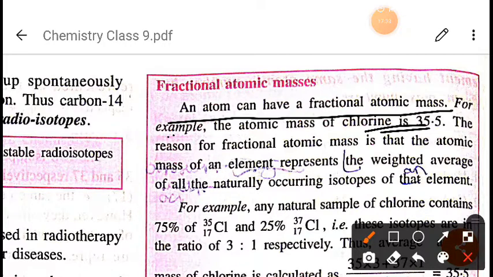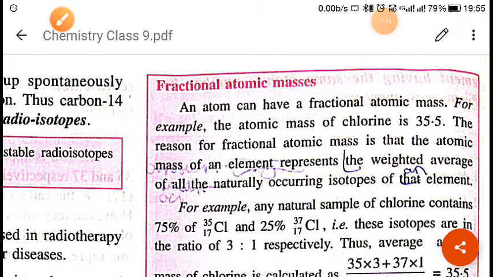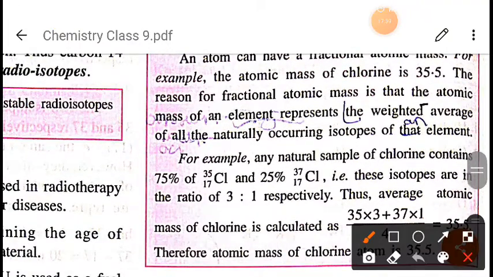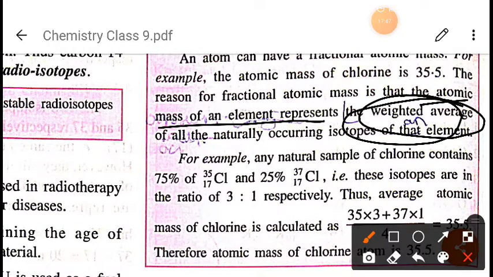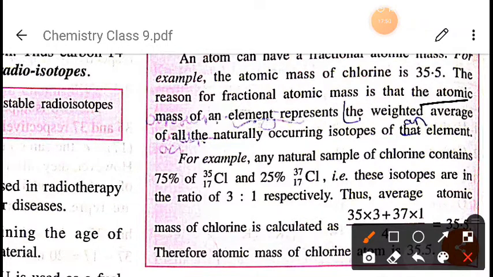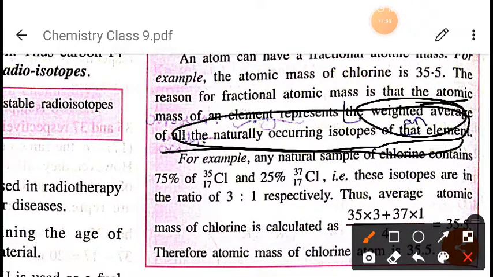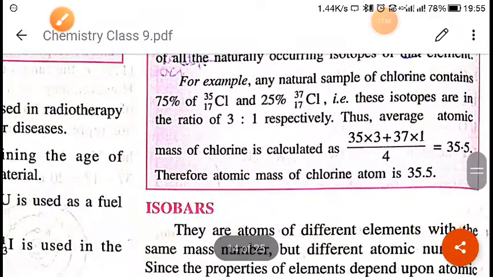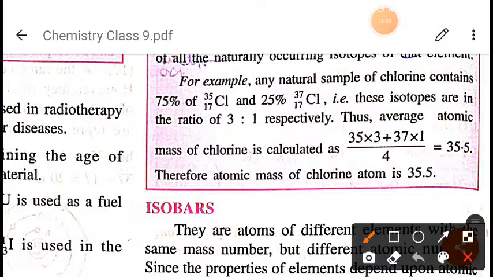Whatever atomic mass we see in a periodic table or anywhere, that atomic mass is not the mass of a single atom, it is the average mass. It is the weighted average of all the naturally occurring isotopes. I will give you one example. In a natural sample of chlorine, chlorine-35 is present in 75%.